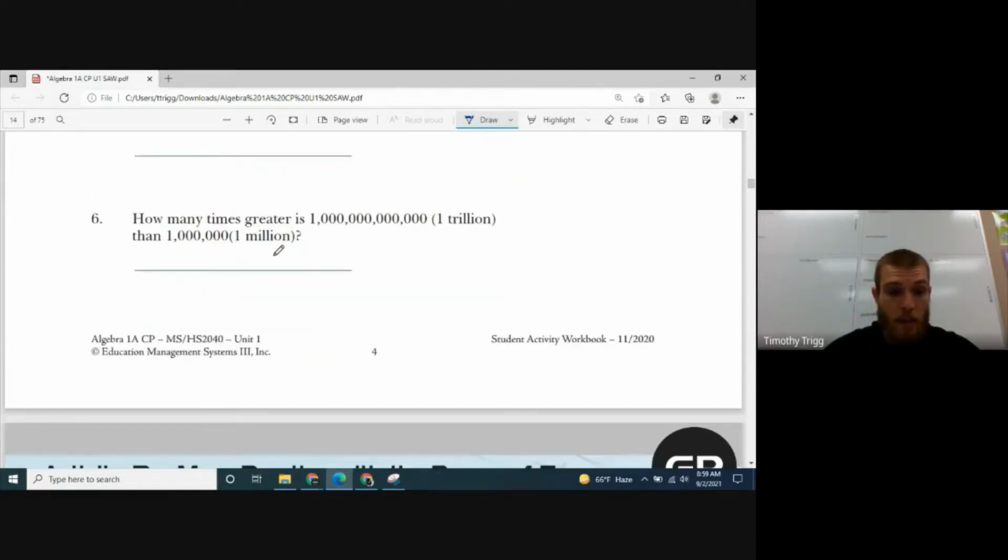Same thing here. How many times greater is 1,000,000,000,000 than 1,000,000? So 1,000,000 has 6 zeros, while 1,000,000,000,000 has 12 zeros. How many more zeros do we need to add? From 6 zeros to 12 zeros, we need to add 6 more zeros. And again, you could always check with your calculator. 1,000,000 times 1,000,000 should give you 1,000,000,000,000.